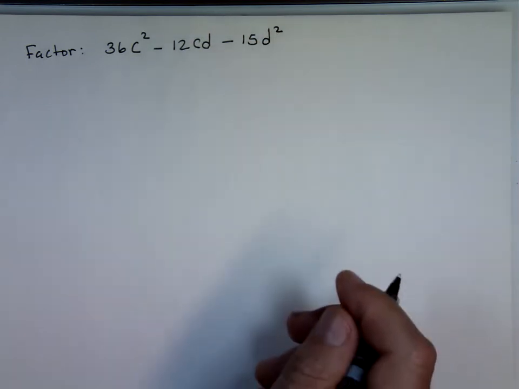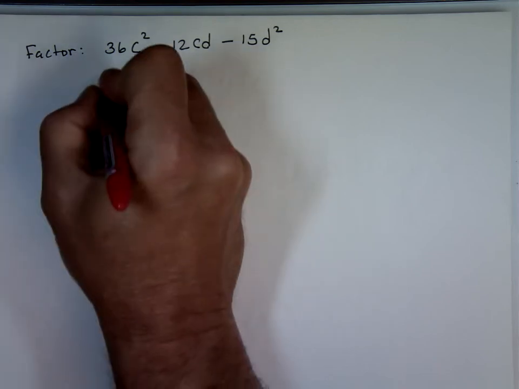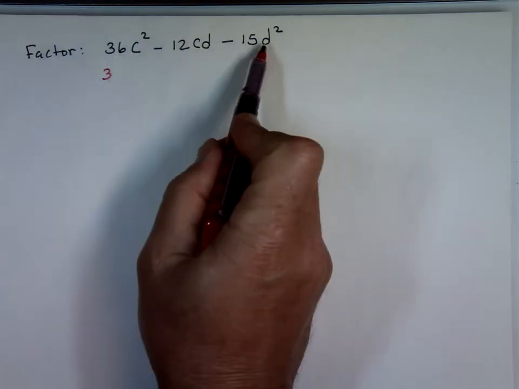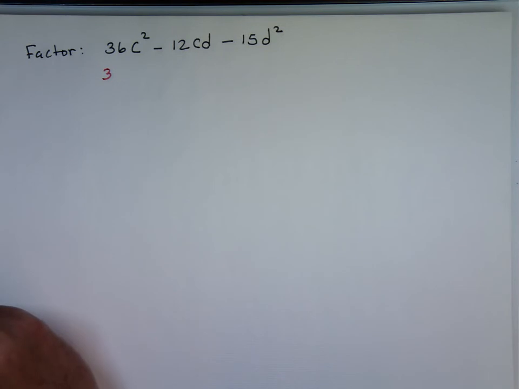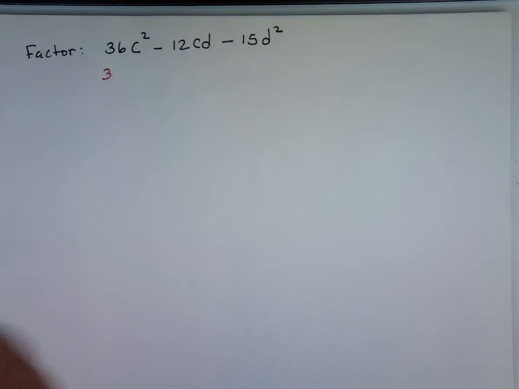Again, let's look for the greatest common factor. 36, 12, and 15. I think all of them are divisible by 3. I can't take any c out because this doesn't have it. And I can't take any d out because the first one doesn't have it. So 3 is the greatest common factor. So what's left there?